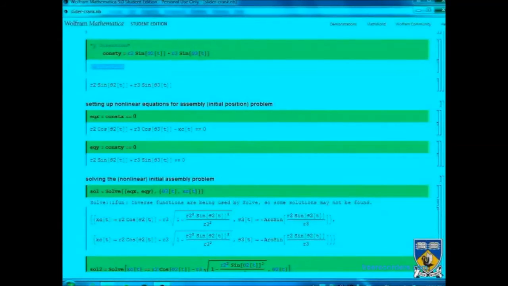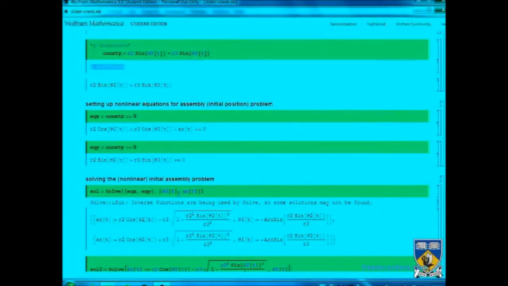Okay? So here we are solving the initial assembly problem, or the position problem, right? We have our system of equations, EQX, EQY, and we are assuming theta 2 to be the input, so theta 2 is known, and we are solving for unknown theta 3 and xc, and in fact it is xc that interests us most, right? So this sort of should be making sense.